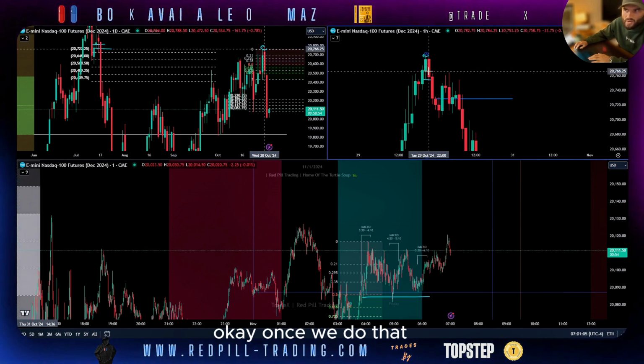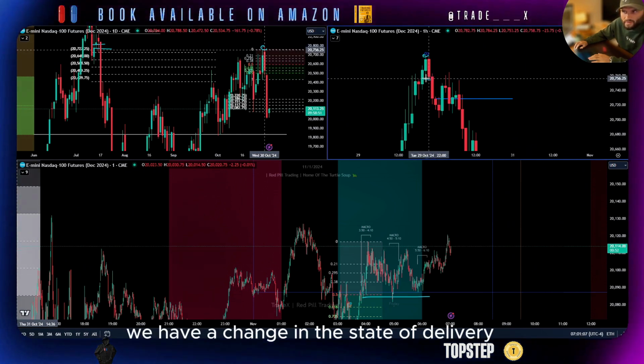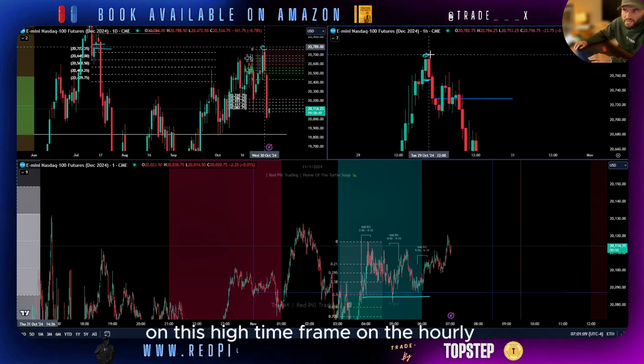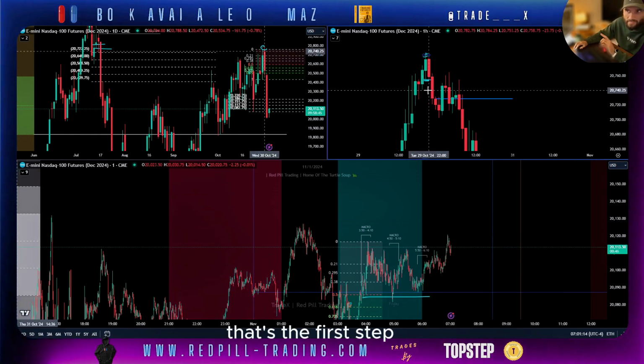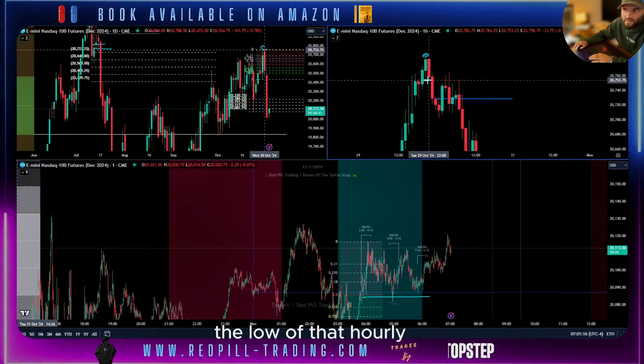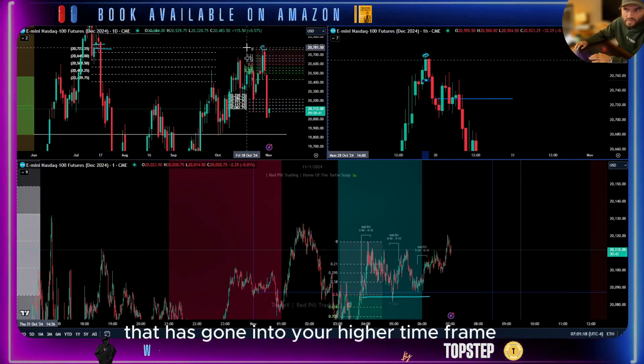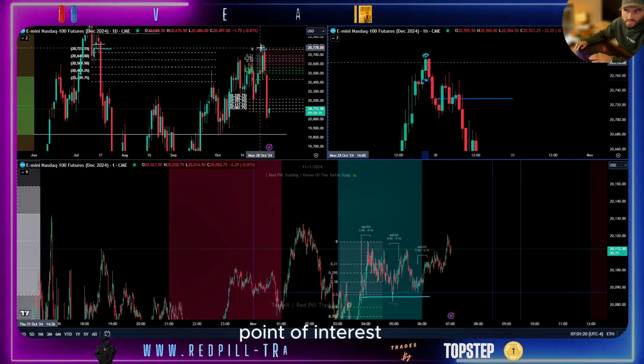Okay. Once we do that, we have a change in the state of delivery on this higher time frame on the hourly. That's the first step. You're going to look for price to violate the low of that hourly that has gone into your higher time frame point of interest.